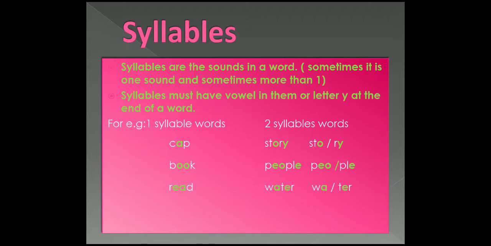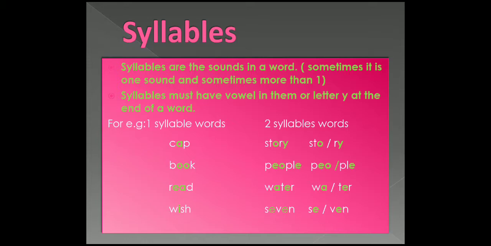Now I will give you some examples. These are only 4 or 5 or 3 words, but there are lots of words. In every word there are syllables. When you read the word, you will find syllables in it. Cap. Can you hear cap? Only one sound is coming and there is one vowel in it. Cap. Book. Read. Wish. These are examples of one syllable words. One syllable words means one sound is coming.